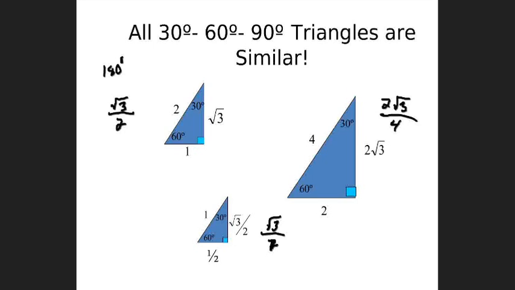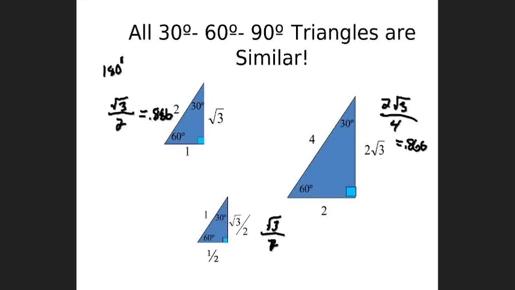First, square root of 3 divided by 2. I get 0.866 for this triangle. 0.866. Okay, how about the next one? Square root of 3 times 2 divided by 4. Well, what do you know? This guy over here is equal to 0.866.